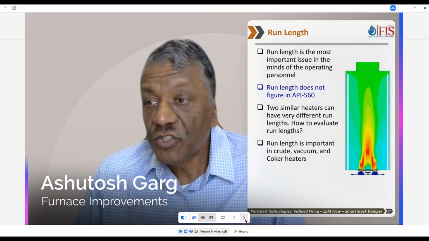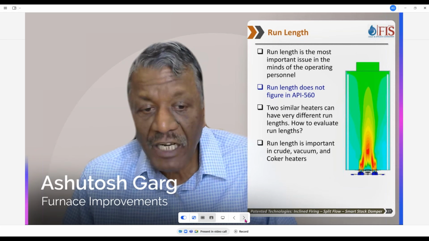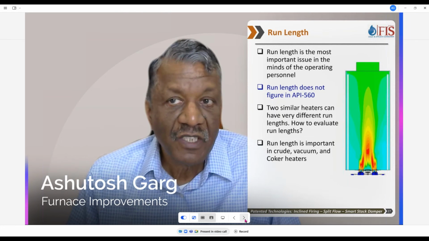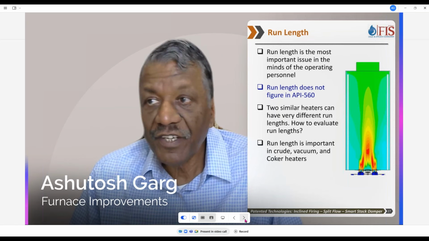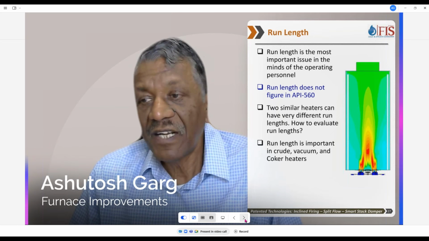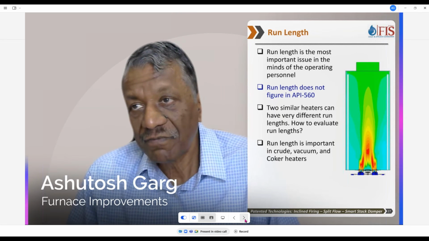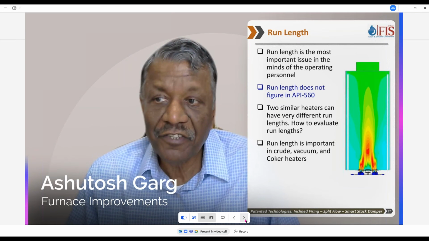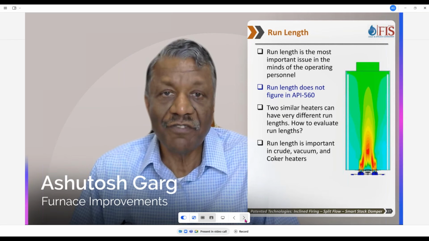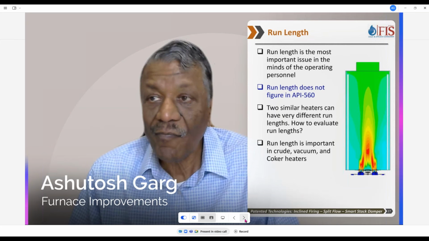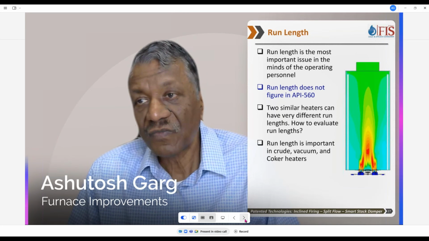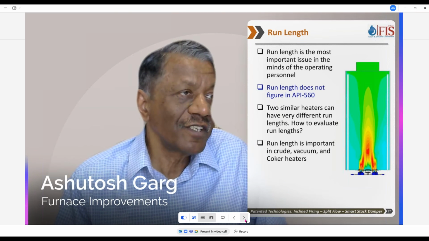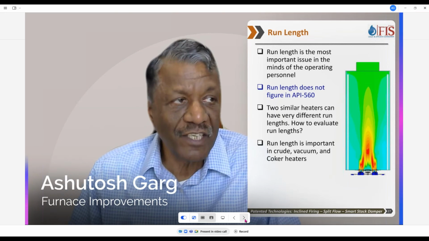Another issue which I have already talked about is run length. And run length does not figure in API 560 either. API 560 is catering to the refining industry, and in the refining industry, we are mostly heating crudes or hydrocarbons, heavy hydrocarbons. And run length is the most important issue in the minds of operating personnel.